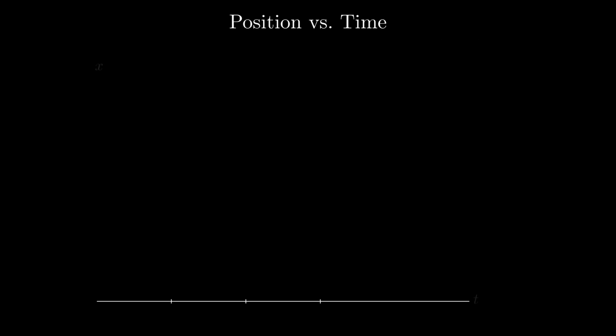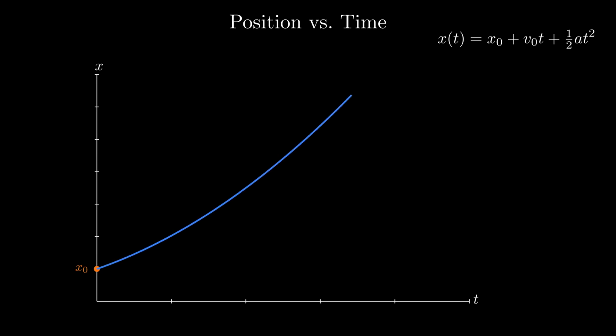Plot position versus time. The equation x of t equals x0 plus v0 t plus 1/2 at squared traces a parabola starting at x0. Its slope at time 0 equals v0, the initial velocity. The curve bends upward for positive acceleration, downward for negative.